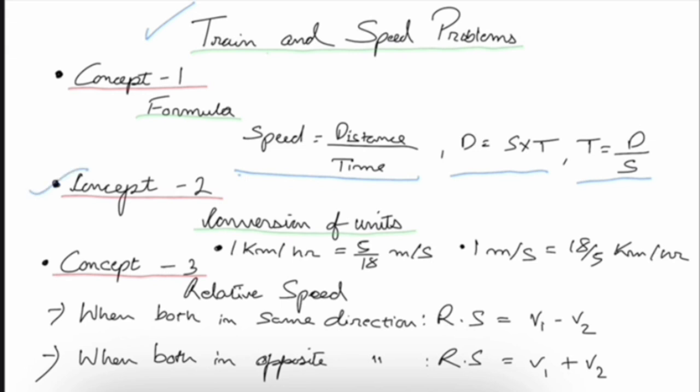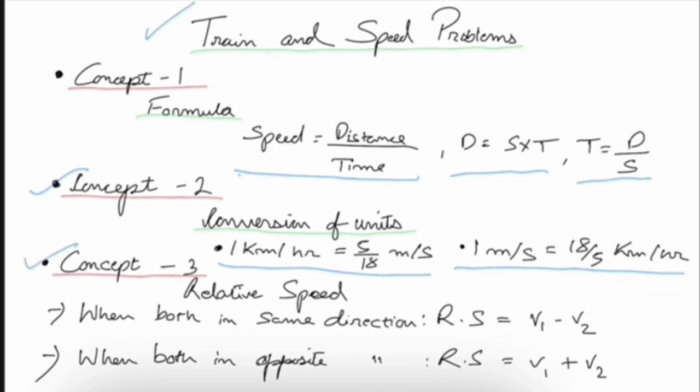Next, concept number two, it's about conversion of units. We need to know that to convert 1 kilometer per hour into meter per second, we multiply by 5 by 18. So 1 kilometer per hour is equal to 5 by 18 meter per second, and 1 meter per second is 18 by 5 kilometer per hour. This conversion will be used very frequently in the following sums, so please keep this in mind.